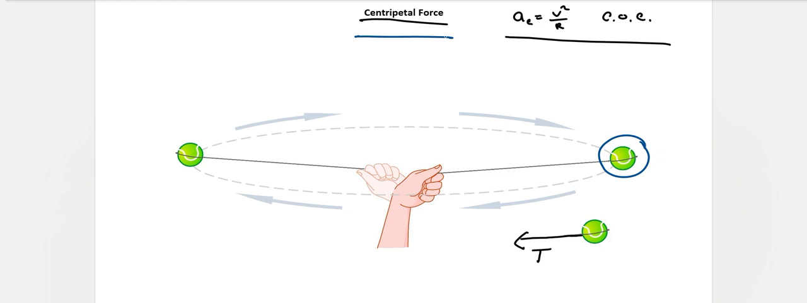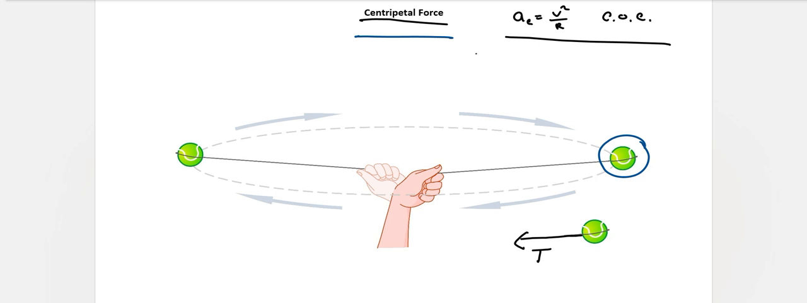So, again, the idea of a centripetal force: it's any force that changes the direction of your velocity vector, right? And makes an object move in a circular path. So it's typically inward forces that change the direction of your velocity vector.